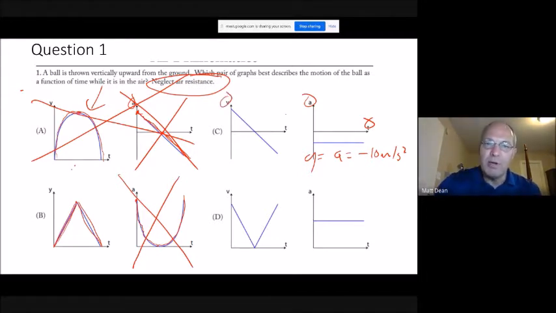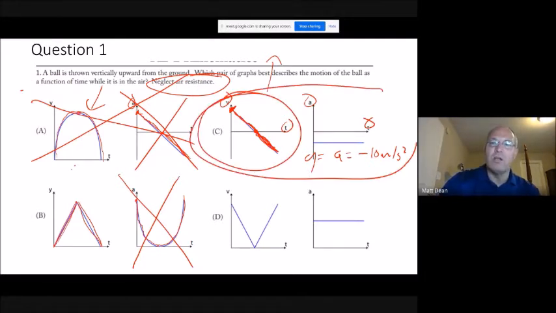The velocity-time graph is showing us that we're starting with a positive velocity, going up, and that over time that velocity decreases down to 0, and then it starts to accelerate in the negative direction until we get to a negative velocity. So this looks correct as well. Our answer here is C.